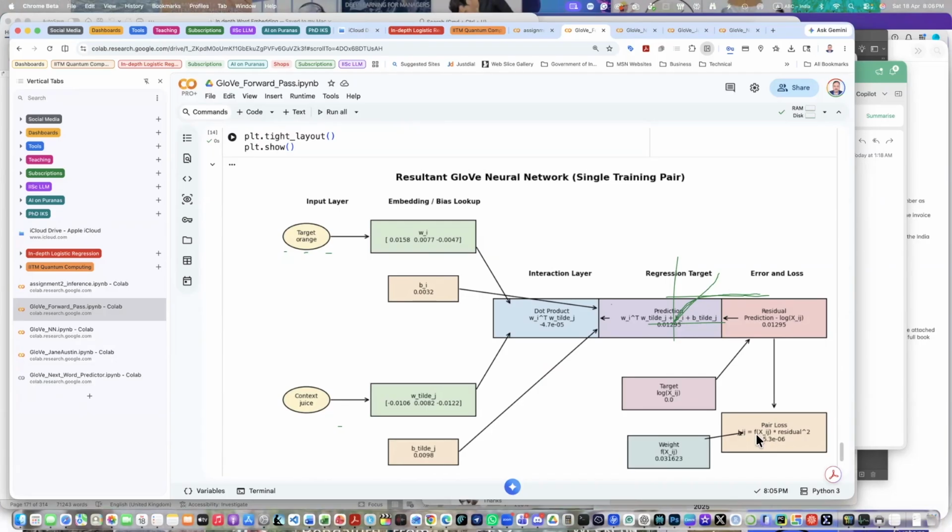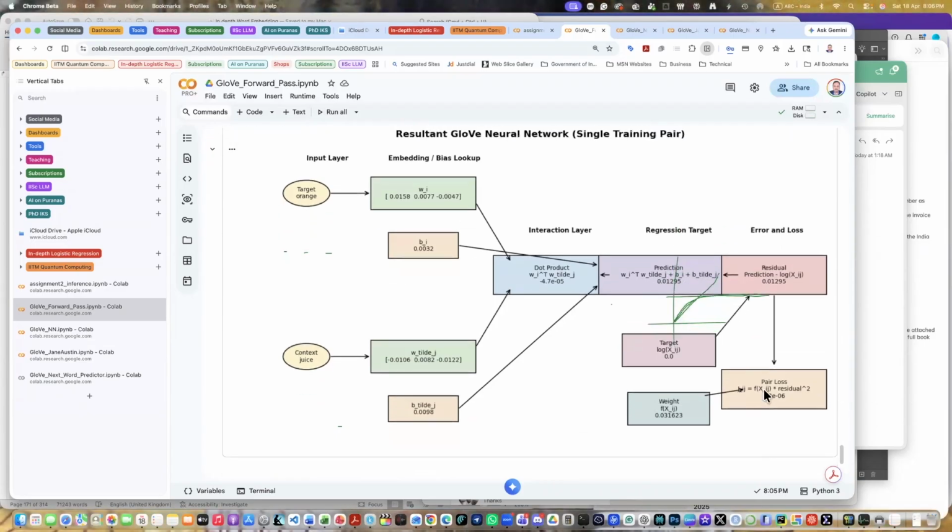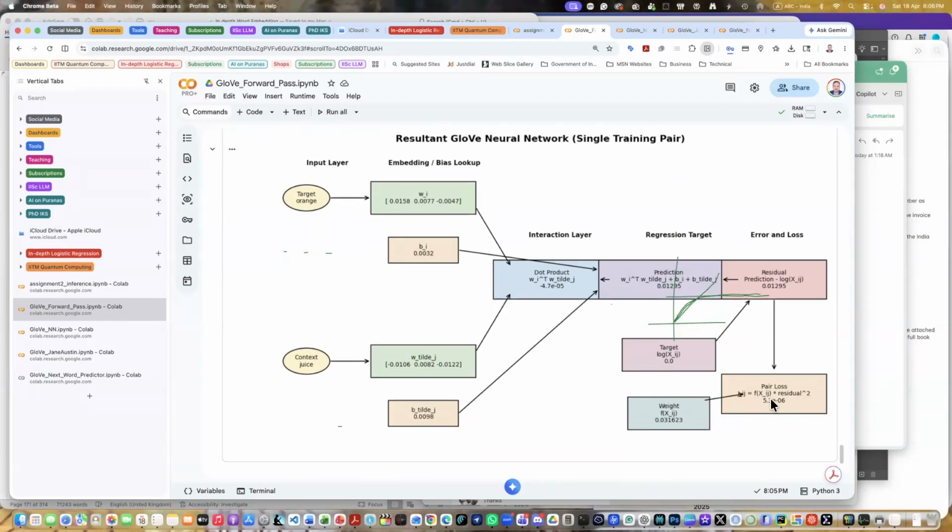Because this residual can be positive or negative, I square it and multiply it with f of xij, which is a function of the co-occurrence. That becomes my loss function, and I have to minimize it. This is the forward pass. Now I utilize this forward pass and go backwards to optimize wi, wj, bi, bj, so that next time this loss will be even lesser, and ultimately the loss should disappear when I get the fully optimized neural network. Does it make sense?